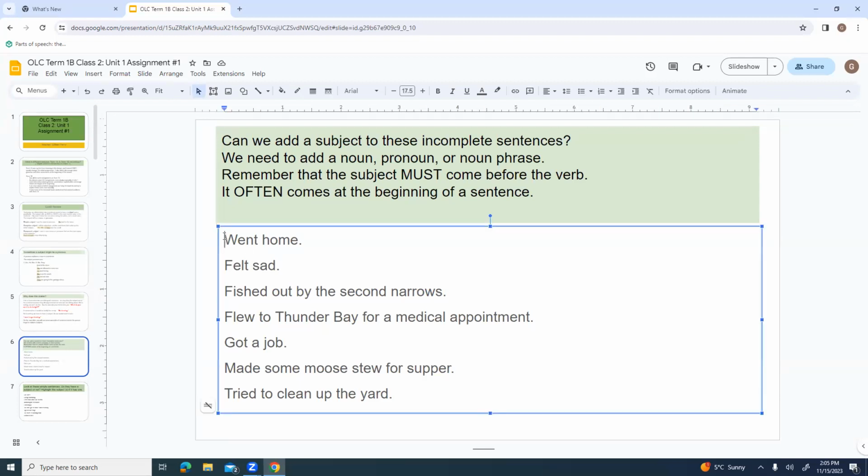So, "Went home." I could say, "I went home," and now it's got a subject. "Felt sad." I could say something like, "My little sister felt sad." "Fished out by the second narrows."